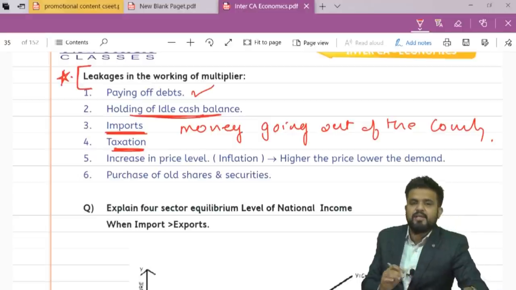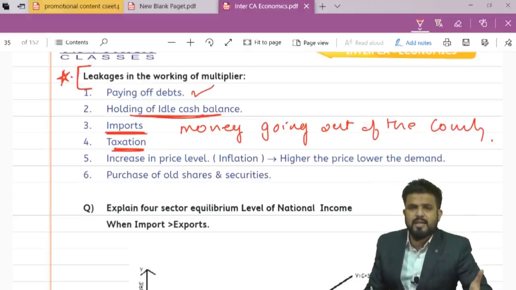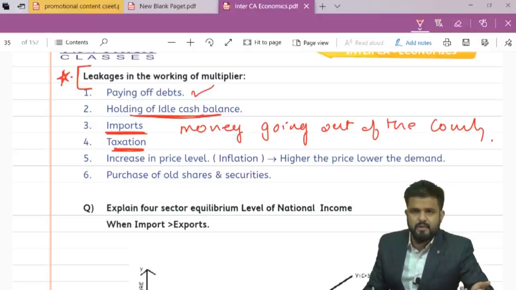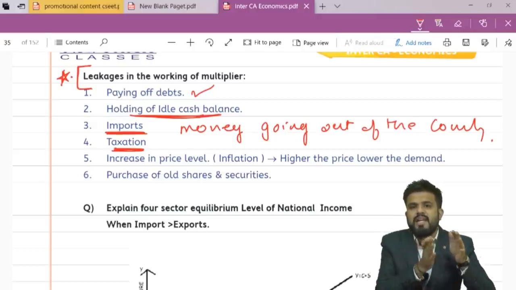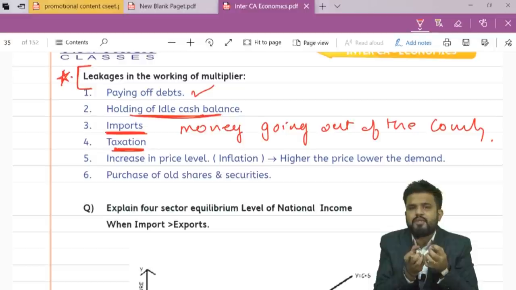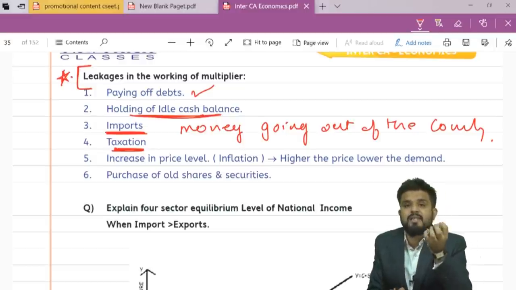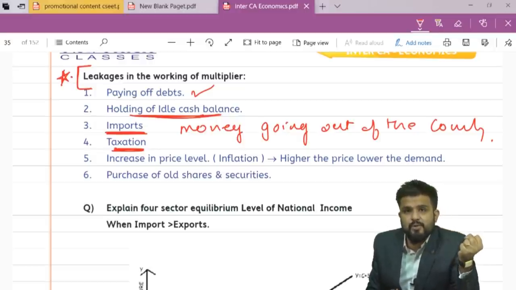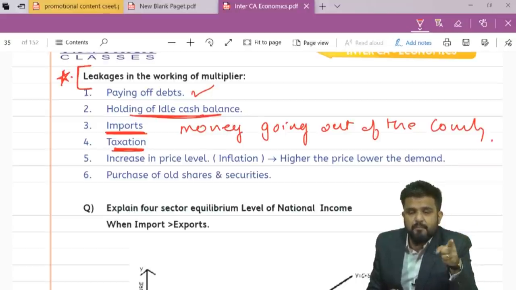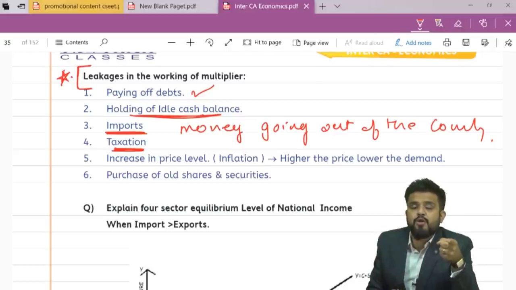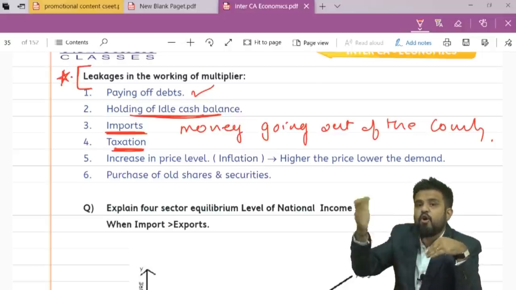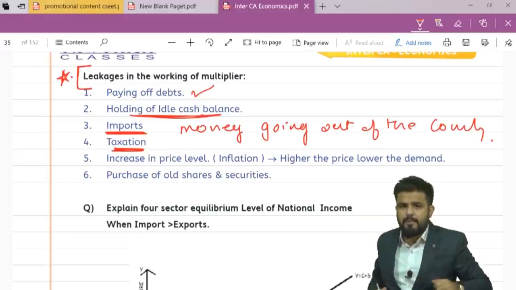Next is taxation. Now what is taxation? Government taking tax, direct tax, corporate tax. So the government is taking away a part of our purchasing power. With higher taxes, our purchasing power reduces and we will have less money to spend. So please remember, import is a leakage. Tax is also a leakage. Cash in hand is also a leakage. Paying off debt, nothing productive happening, leakage.